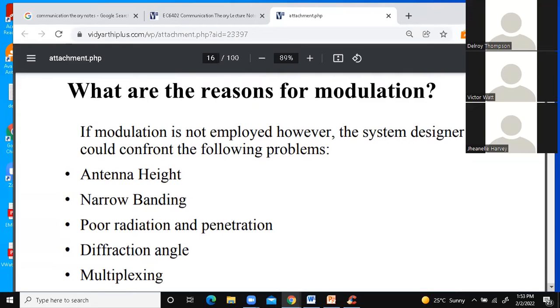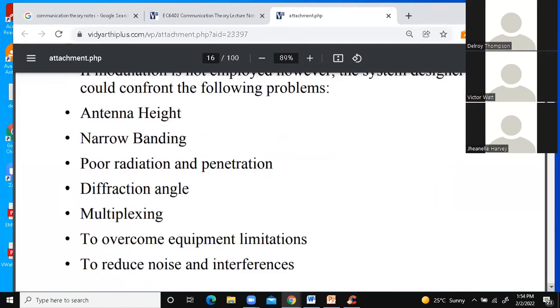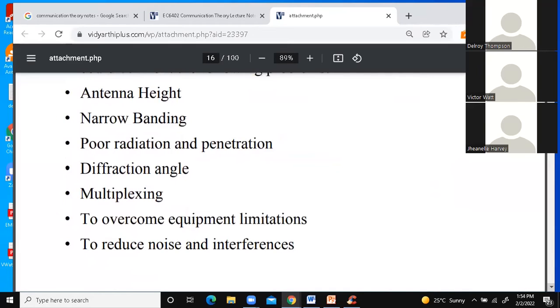If modulation is not employed, however, the person that's designing the system has some problems to deal with. And they are listed here. Just the noise, whole heap of noise interference.